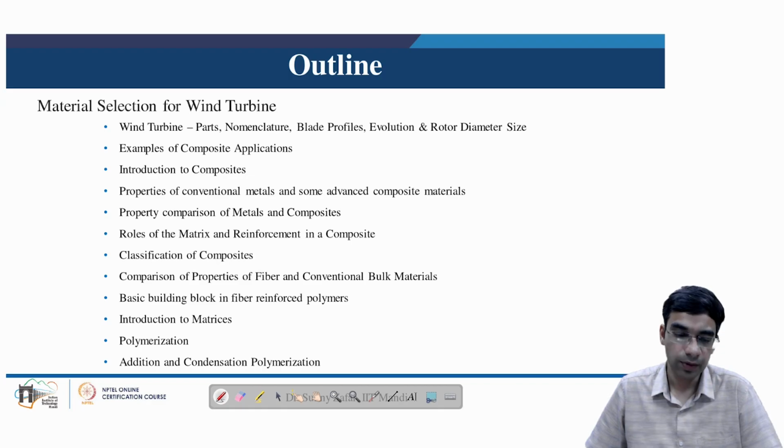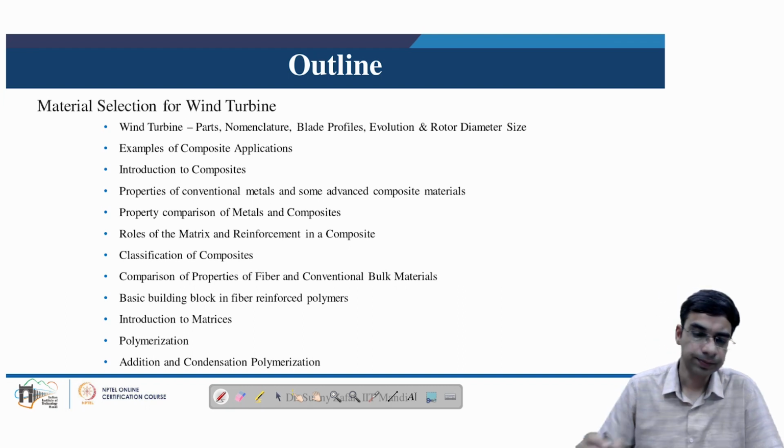the various properties. In the composites, we will look at which composites are used to manufacture the wind turbines, where we will see the role of matrix, reinforcement, classification of composites, comparison of fiber, conventional bulk materials, basic building blocks, introduction to matrix, polymerization, addition and condensation polymerization.